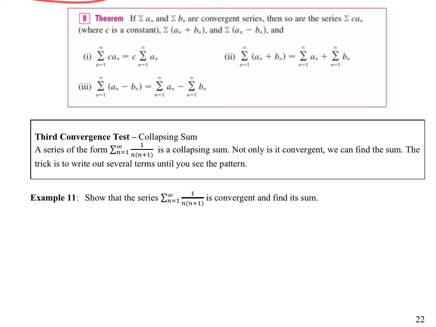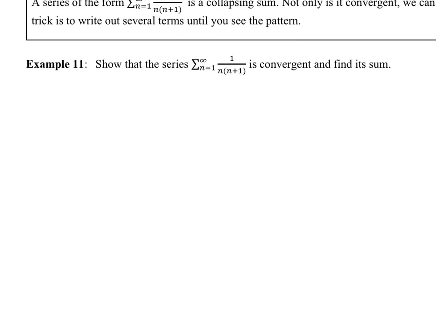Here's the third convergence test. It's called the collapsing sum or the telescoping sum. And this is a really cool test. That's a nerdy statement, but it's a cool test because what happens is that you decompose the fractions, you use partial fractions, and you're able to not only prove that it's convergent, but we can actually find the sum with this technique, which is pretty remarkable. I will tell you that this is not a very common technique. Geometric series show up all over the exam. This one does not show up all over the exam, but it does show up, so it's important to know this one.